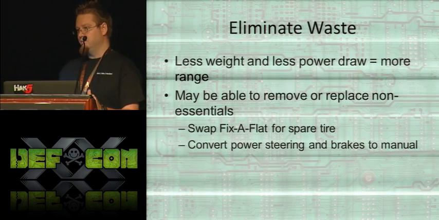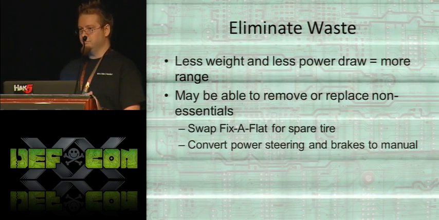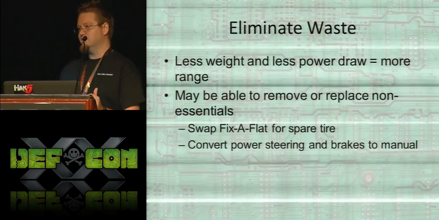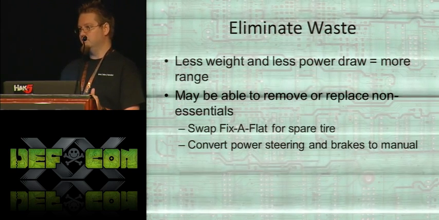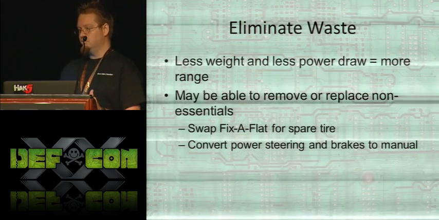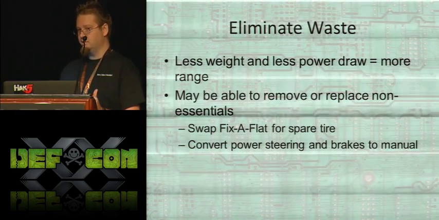Something like a VW Bug with no power steering, no brakes, all that stuff is really easy, not very complex, doesn't take extra power. So there are many cars that don't need power brakes. You can do just fine with manual. Same goes for steering. So if you can convert those, you use less power.